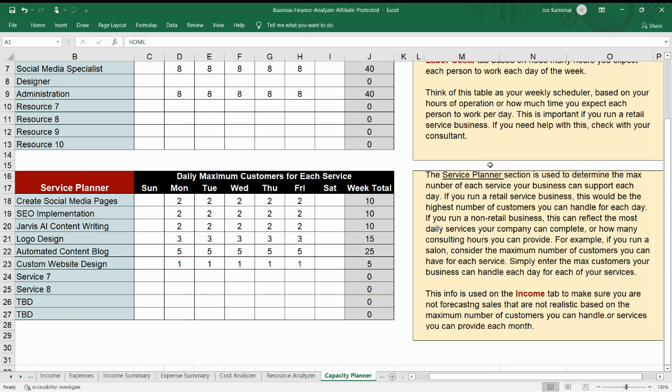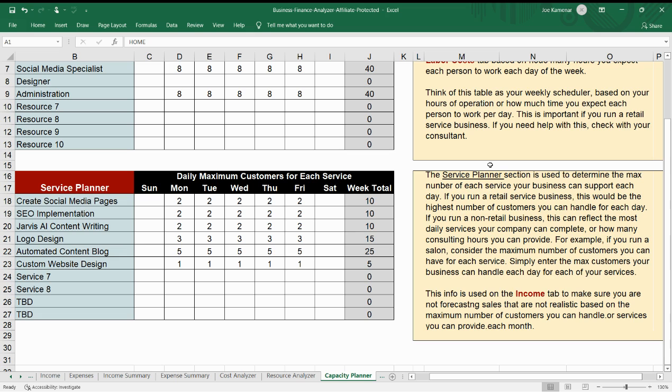If you run a non-retail business, again, I mentioned the most daily services your company can complete or how many consulting hours you can provide. If it's a salon, how many customers you can have for each service you offer. Simply enter the maximum, not the minimum. This is a maximum number of customers your business can handle each day. And this information is used on the income tab to make sure you're not forecasting sales that are not realistic.